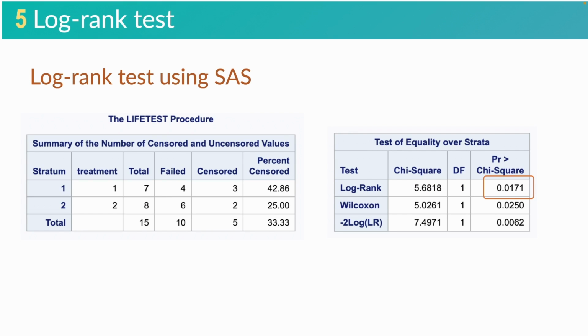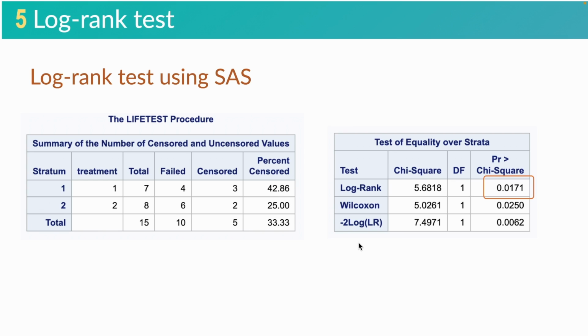This is the result of log-rank test performed in SAS. There are two tables, the summary table on the left and the test table on the right. The summary table shows us the number of groups. There are two groups here, the total observations of each group and both groups, and the number of events and censored data in each group and in both groups. And here we also have the percentage of censored data for each group and for all groups.